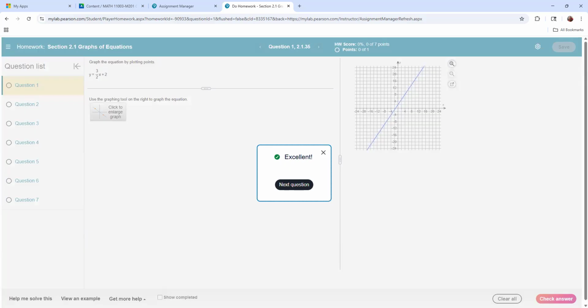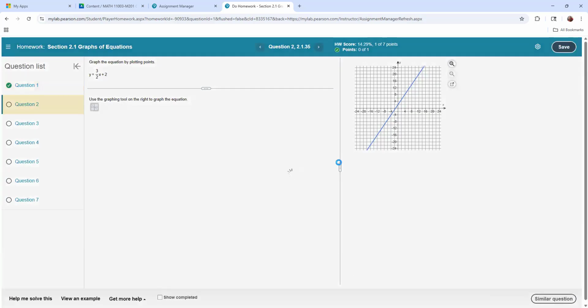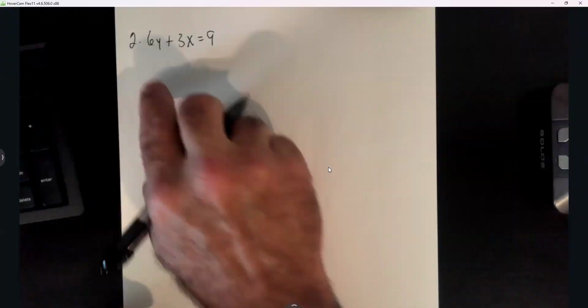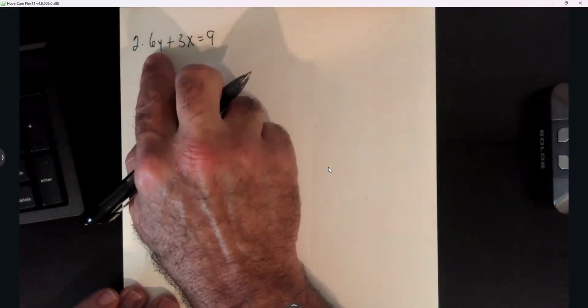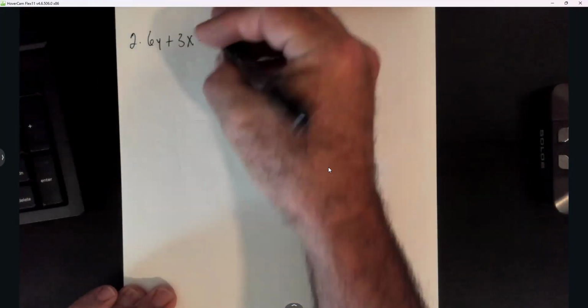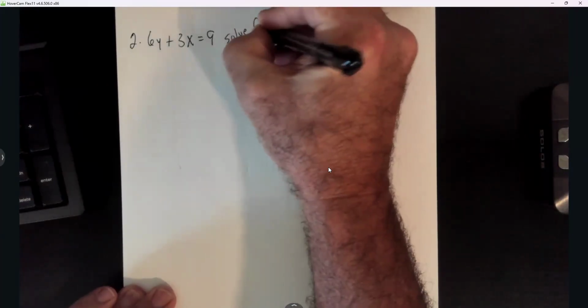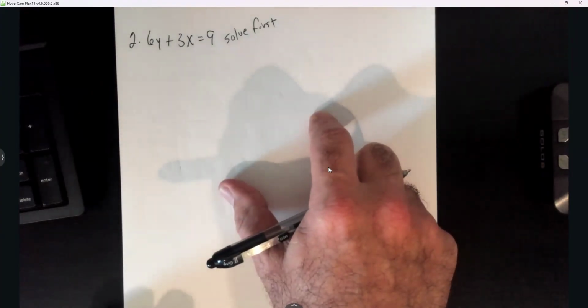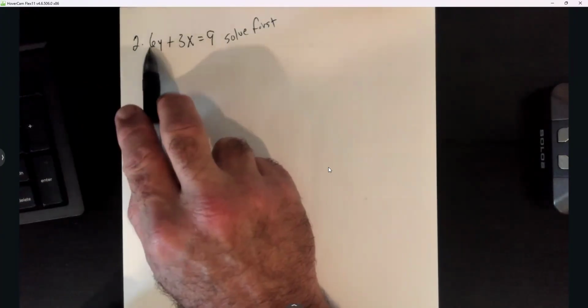All right, y'all, let's see this next one. They got 6y plus 3x equals 9. Now, this is one of those where we got to solve it first. So the easiest way for this one is to solve it first and see what we get. Because if you solve it, then you can use your calculator to get your points. Okay? So you want to solve it for the y.